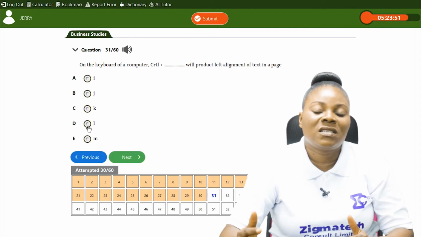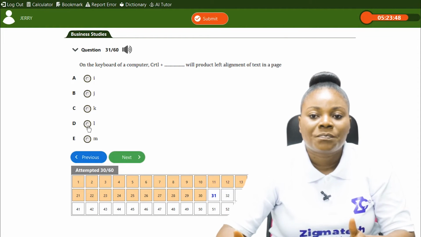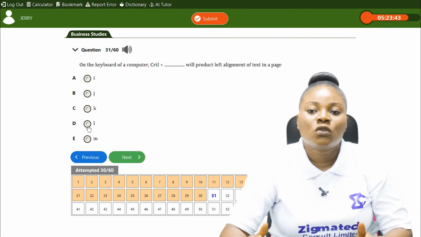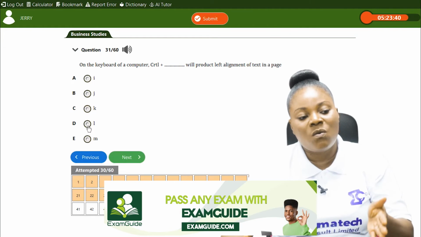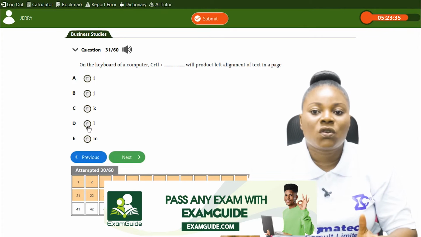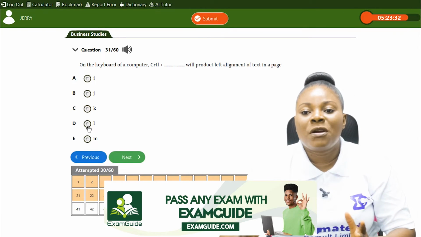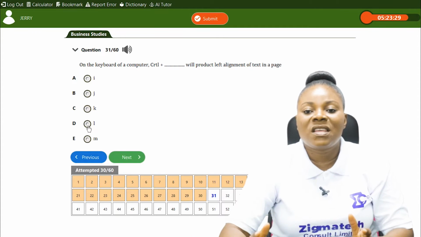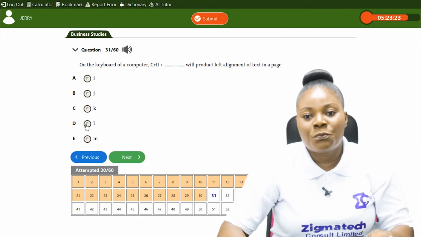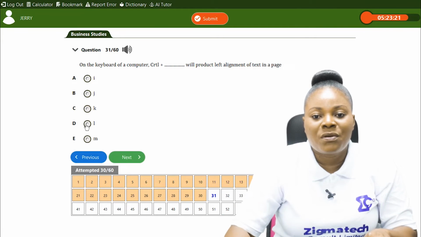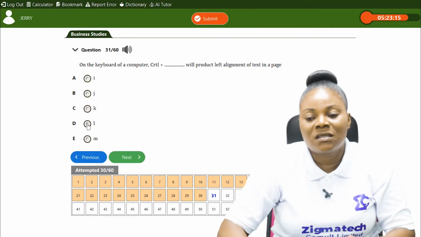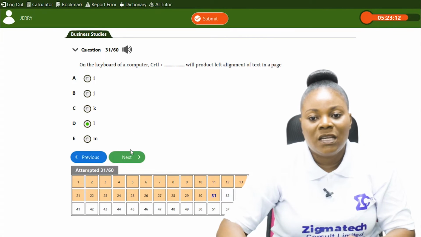These are shortcuts. When you use Control with a letter, it is called a shortcut. So the shortcut used to produce left alignment. Alignment is the way your text is arranged on a page. If you want everything in your document to be left aligned, you press down your Ctrl key, then you press your letter L. That helps you to produce left alignment of a text in a page.